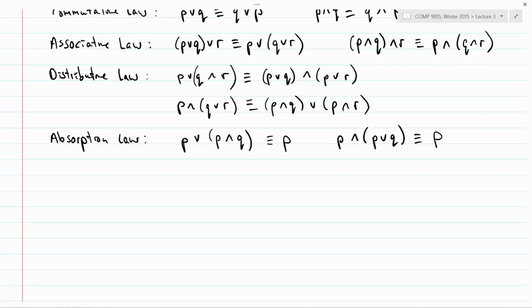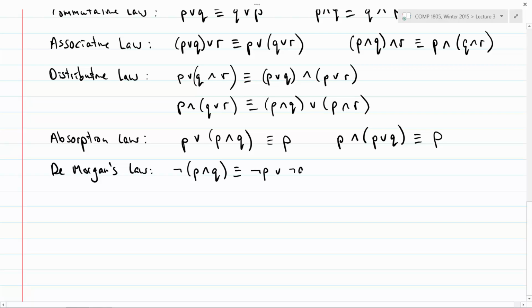All right, moving on, we'll do one that we've seen before. This is De Morgan's law. So De Morgan's law again says two things. The negation of P and Q is exactly the same thing as the negation of P or the negation of Q. But it works the other way too. So the negation of P or Q is logically equivalent to the negation of P and the negation of Q.